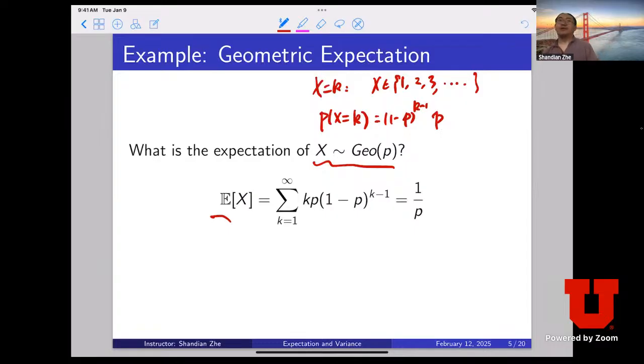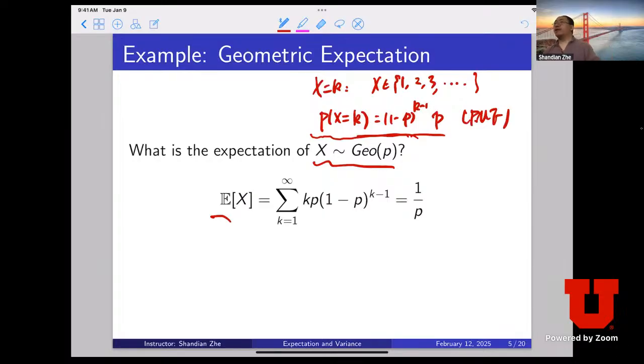But first, we need to figure out the probability mass function for the geometric distribution. Is everyone comfortable about this? How do we compute the probability that X takes different values K? Okay, so now, given this probability mass function, we can compute the expectation.